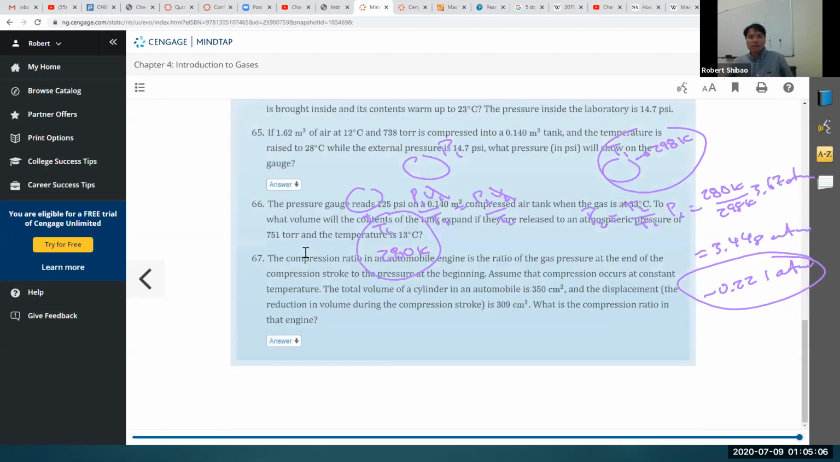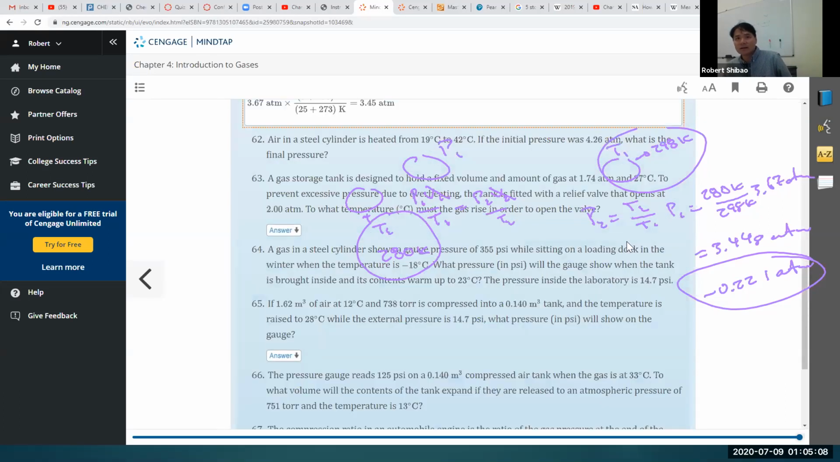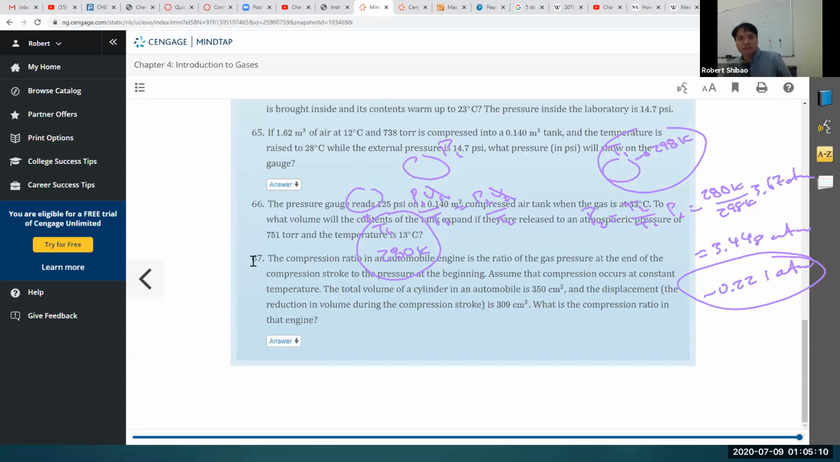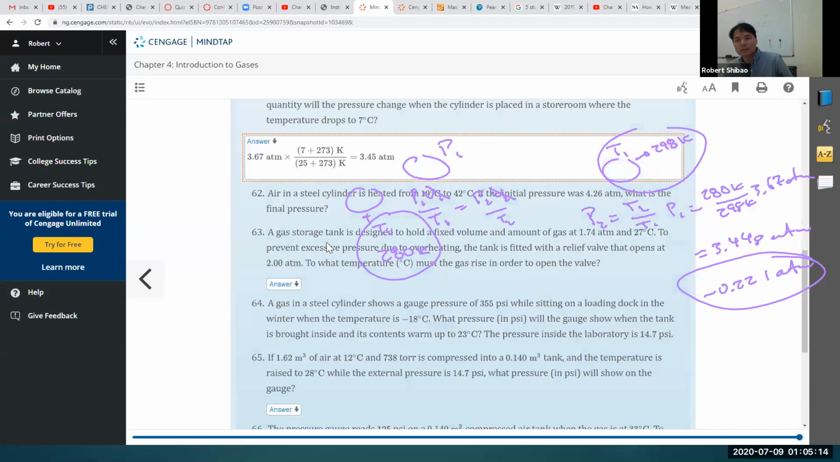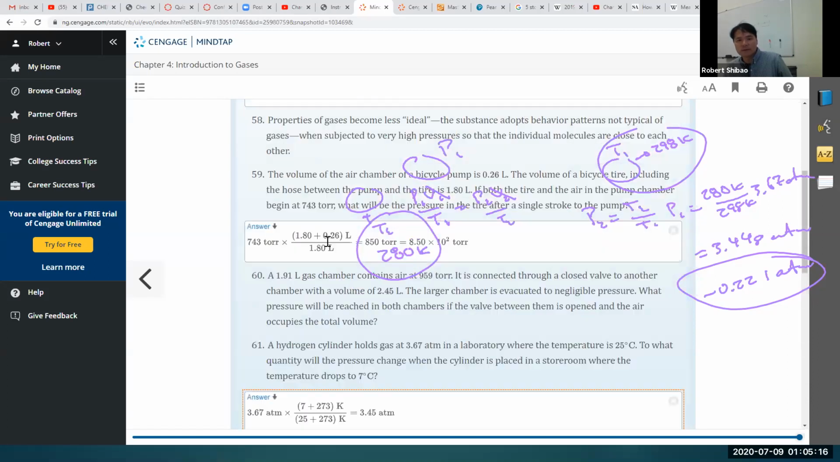Well, anyway, we're out of time. This is actually the last problem, number 67, but we may look at a couple of STP problems. But that's it for this chapter, almost.